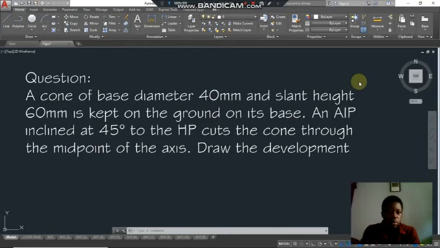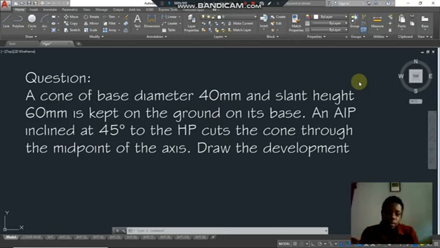Like I said earlier in the last video, we'll be looking at the question before us. A cone of base diameter 40 mm and slant height 60 mm is kept on the ground on its base. An AIP inclined at 45 to the horizontal plane cuts the cone through the midpoint of the axis. Draw the development.